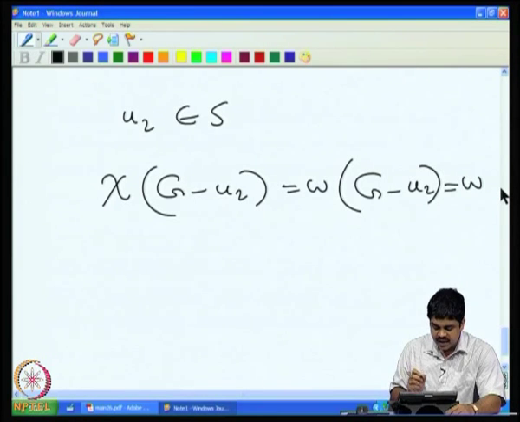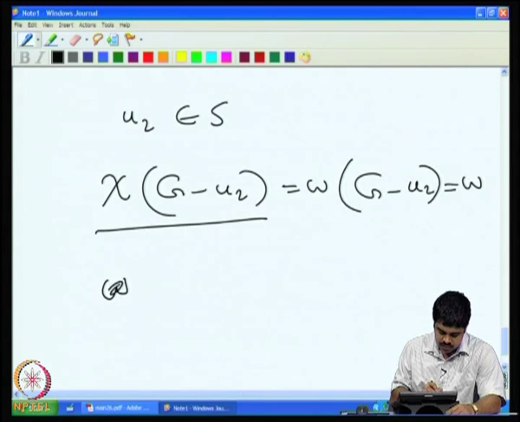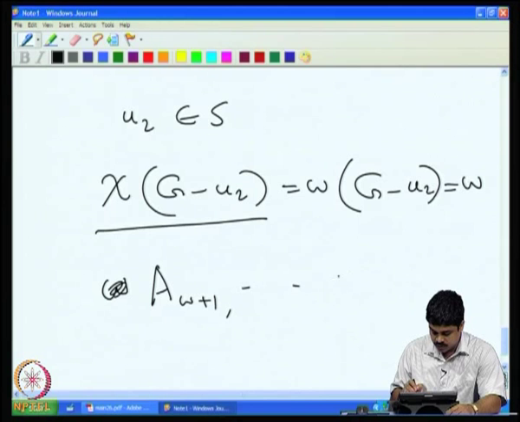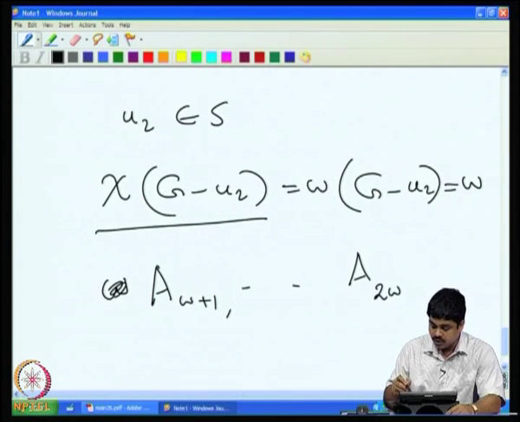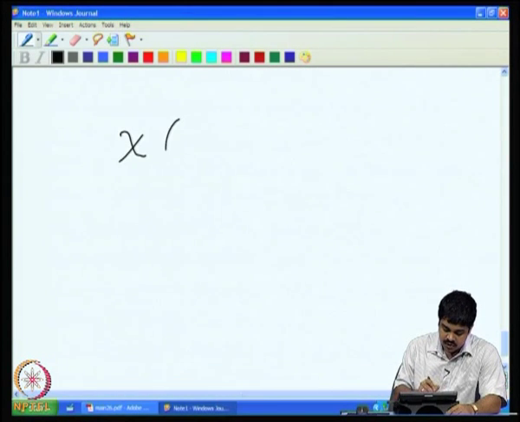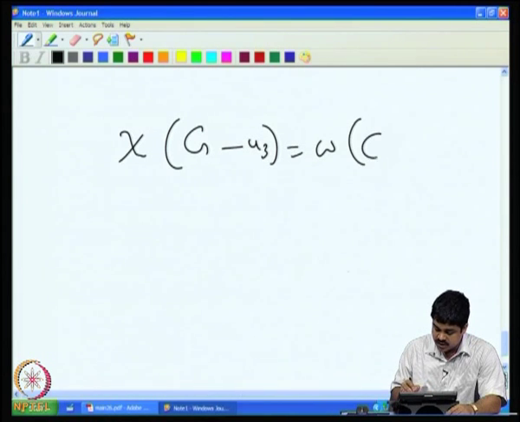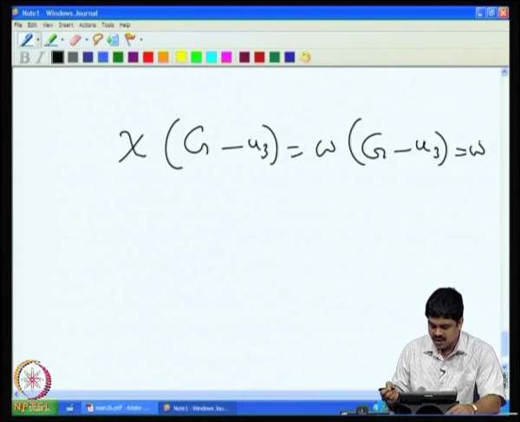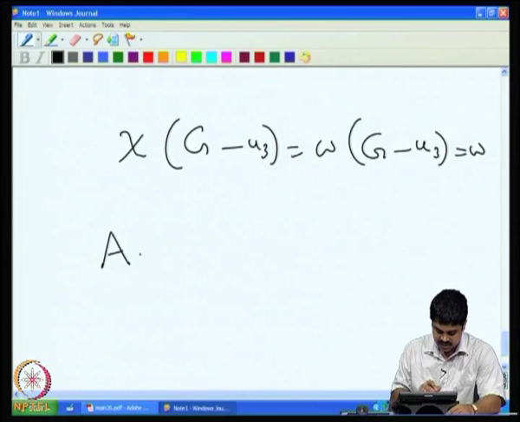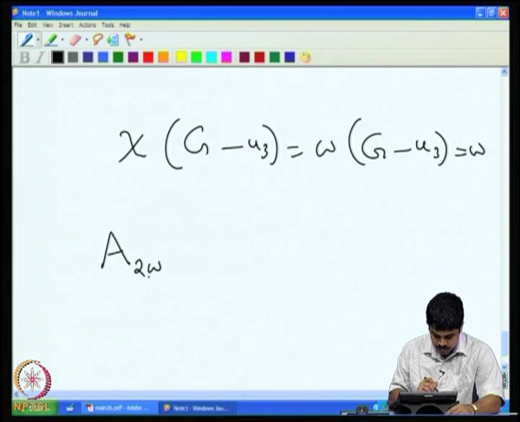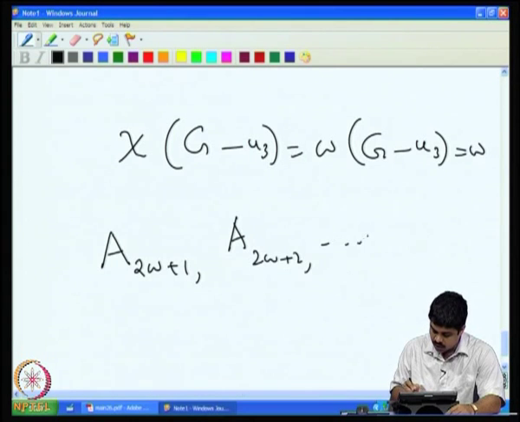So, we can consider an omega coloring of G minus u2, and let us say A omega plus 1 to A 2 omega are the color classes, right. Now, for u3 also we can do the same thing, because chi of G minus u3 will again be equal to omega of G minus u3, and that will also be equal to omega, as we know. And then an omega coloring of this G minus u3 gives us another set of omega color classes. These are all independent sets, right. Each color class is an independent set, that will be A 2 omega plus 1, A 2 omega plus 2 until A 3 omega, right.